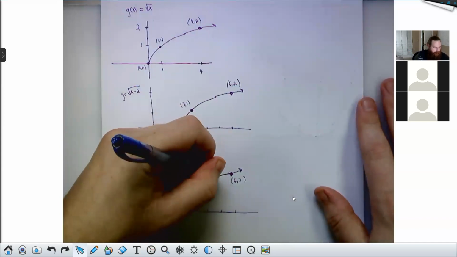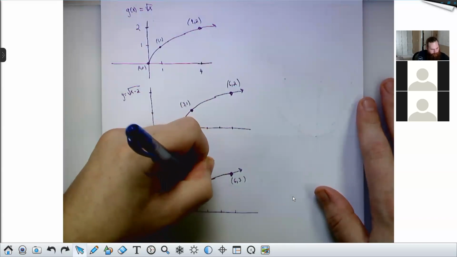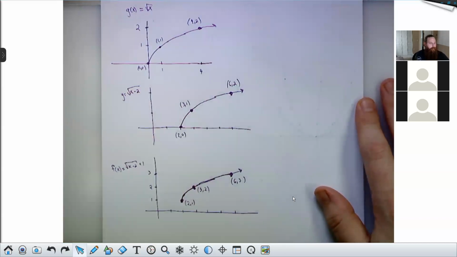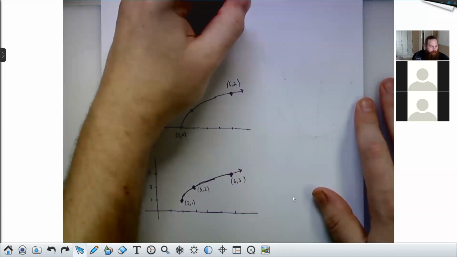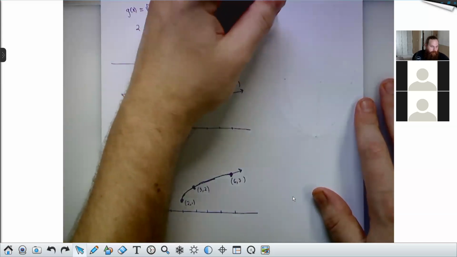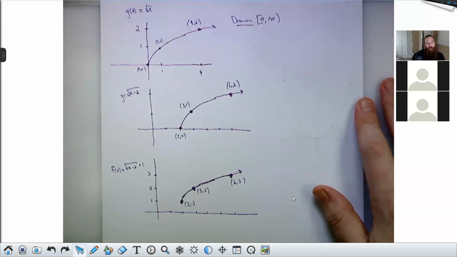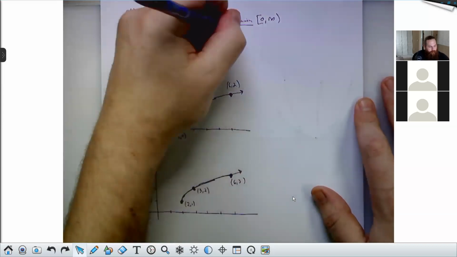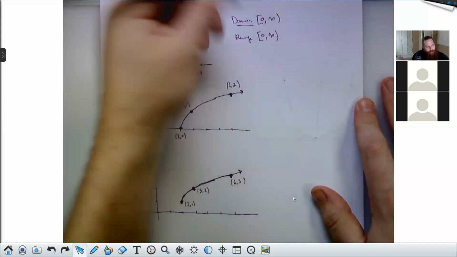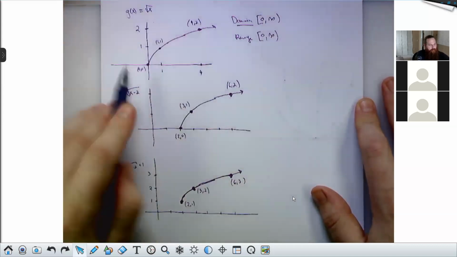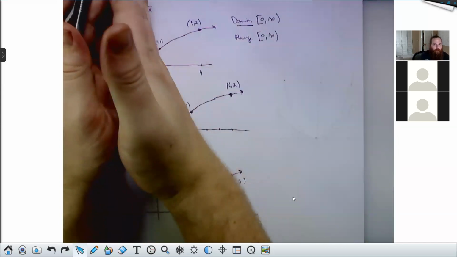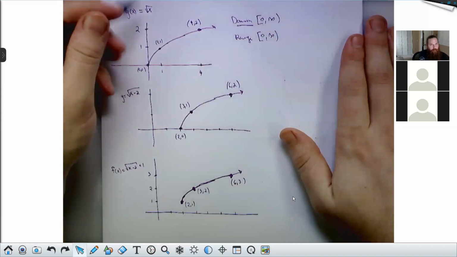The domain and range game here is interesting. The domain of the original is 0 to infinity, closed on the left, open on the right. And so is its range. Because if you smush this down onto the x-axis, 0 gets hit, and so does everybody to the right. If you smush this over onto the y-axis, 0 gets hit, and so does everybody above.